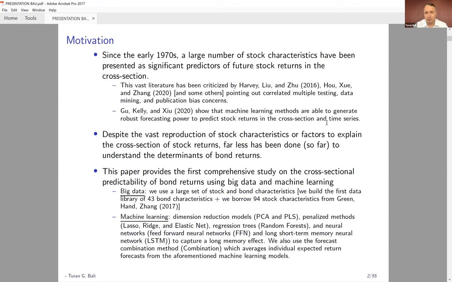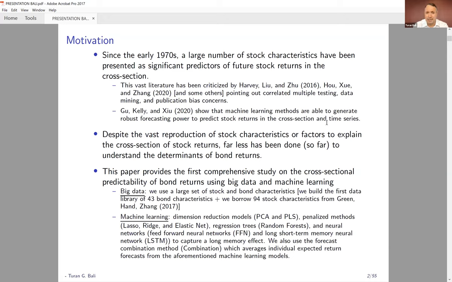To address these concerns, Bryan and his co-authors, Gu, Kelly, and Xiu, in their well-cited article in the RFS 2020, show that machine learning models are able to generate robust forecasting power to predict stock returns in the cross-section and time series. So these models also help us identify which stock characteristics perform better. So it also helps us for identification purposes.